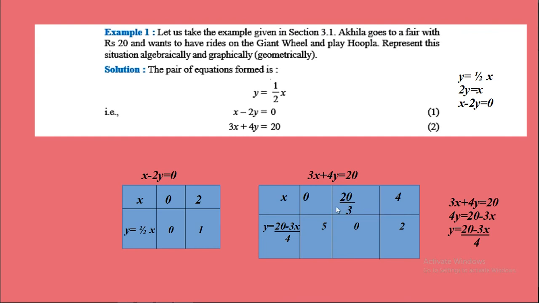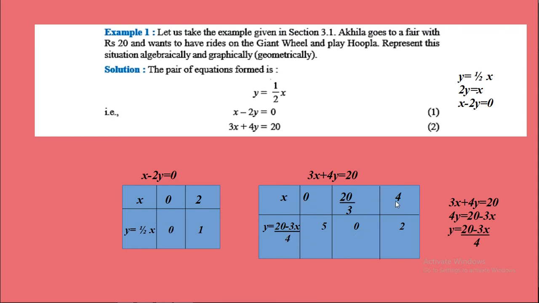And when x equal to 20 by 3, here we have the term 3 into 20 by 3, and the 3s cancel, so we get this term as 20, and then 20 minus 20 is equal to 0, and y will be equal to 0 by 4, that is equal to 0.